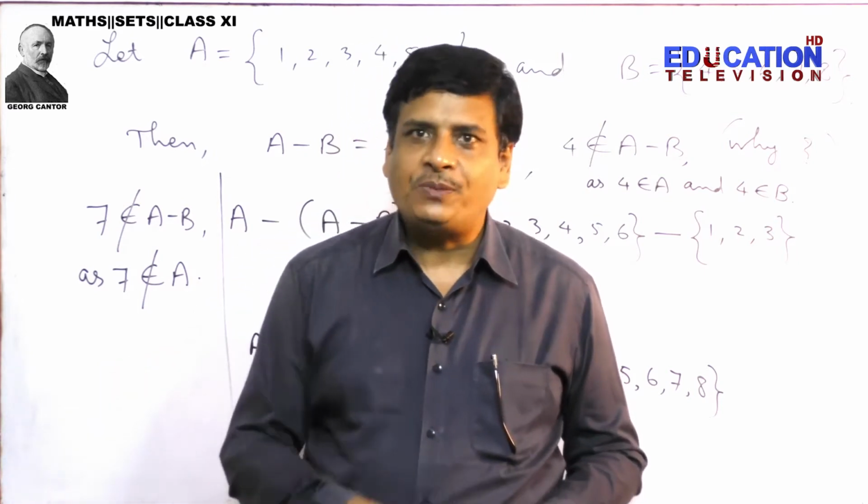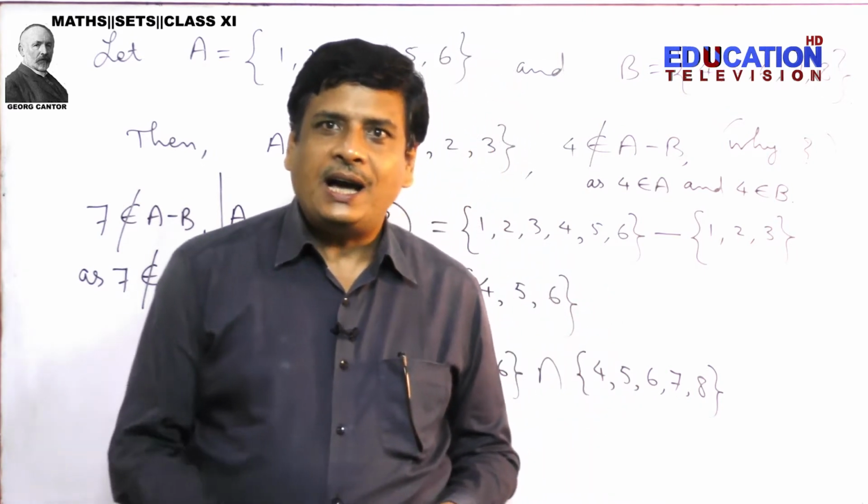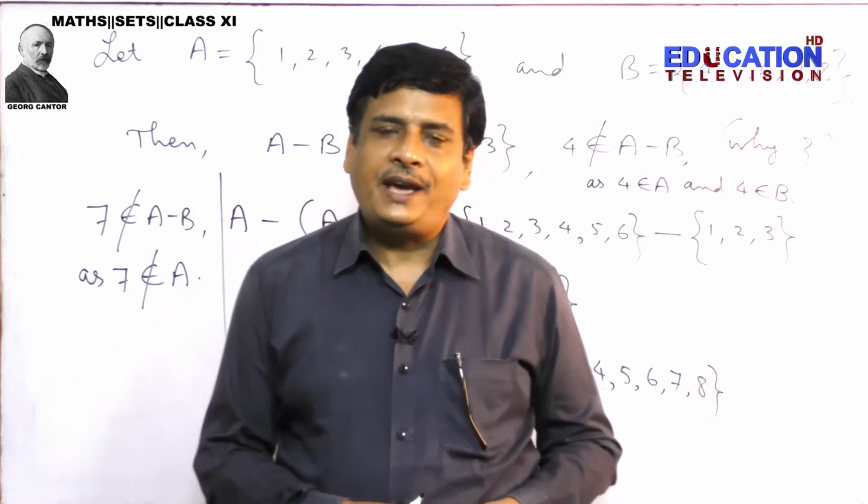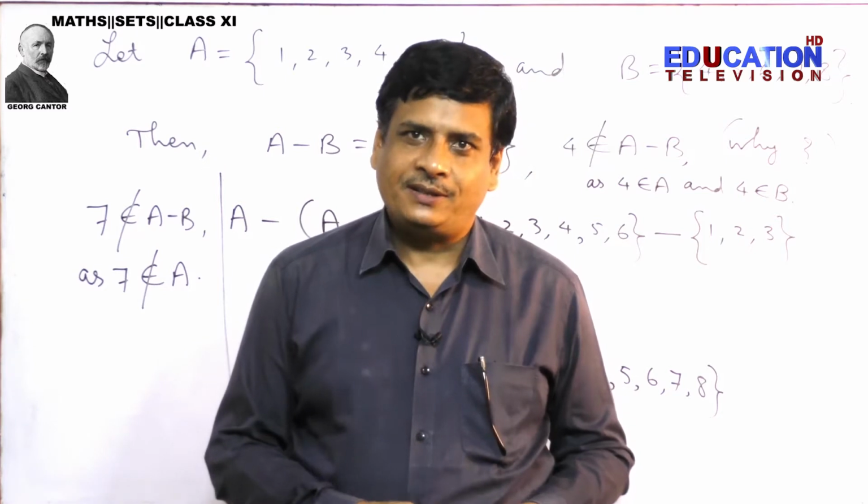So how is it possible x belonging to A and also x is not in A minus B? It is possible only when x is the element of both sets.